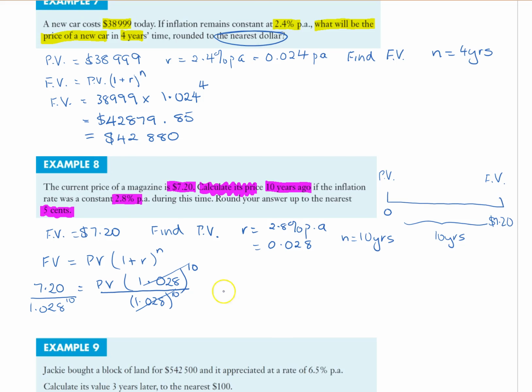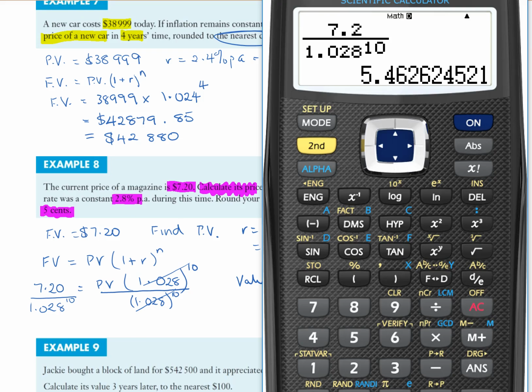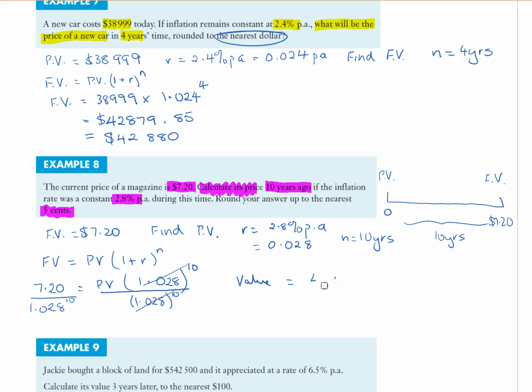$5.462. Let me write that. The value is 5.462. Now we don't write our money to 3 decimal places, plus the additional instruction that we give this to the nearest 5 cents. So it would be $5.45, the value 10 years previously.